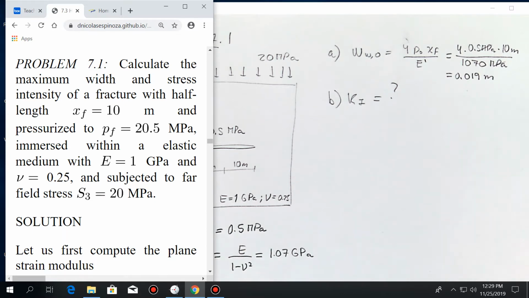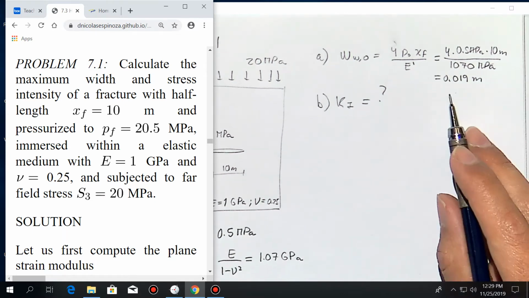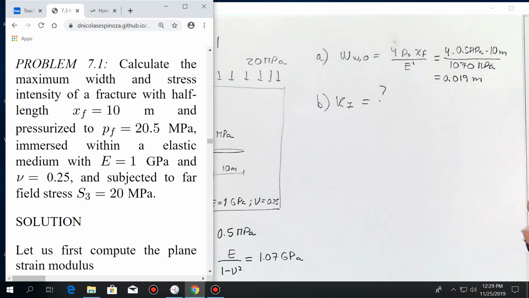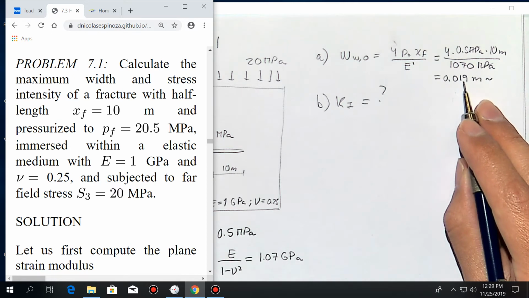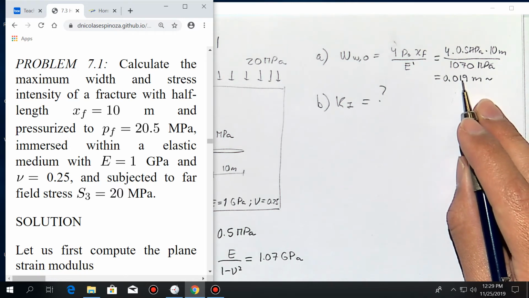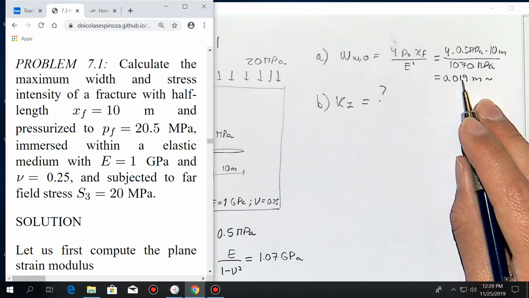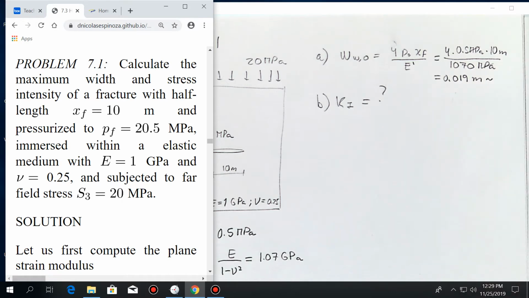All right, so that number is about 2 centimeters, and 2 centimeters is a little bit less than 1 inch. So just very roughly, we could say it is about 1 inch. That's the width of the fracture.